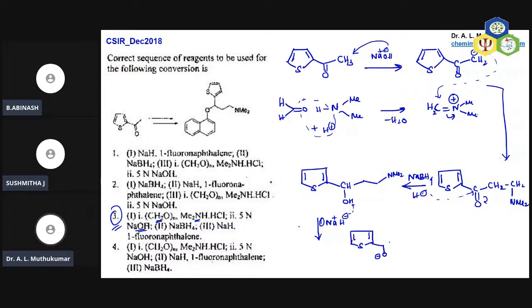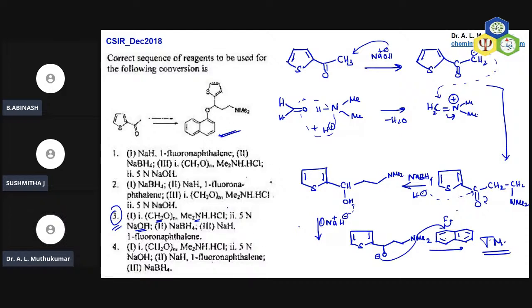So you have O minus here, CH2 and NMe2 here. Okay, so now this compound is treated with 1-fluoronaphthalene. Whatever reaction is taking place, that is a simple SNAr type reaction. It is attacking here, this fluorine will be knocked off and you will get the corresponding product. So this is the target molecule that they have given here. You can cross check with this.